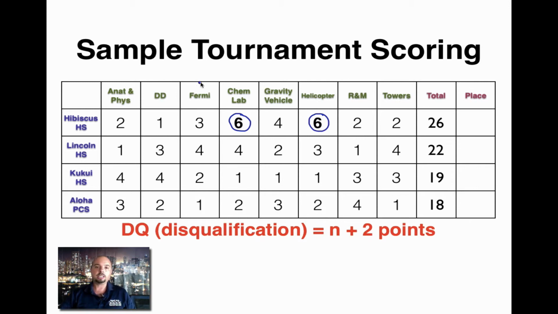Now again, like the non-participating, they don't get a score of 0. Instead, they get a score of n plus 2, where again, n is the total number of teams in that division. So 4 teams, 4 plus 2 equals 6. And here our scores on our overall places would be Aloha PCS in first, Kukui High School in second, Lincoln in third, and again, Hibiscus High School in fourth place.